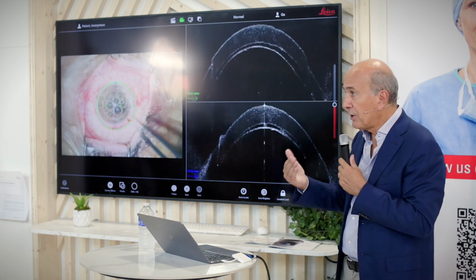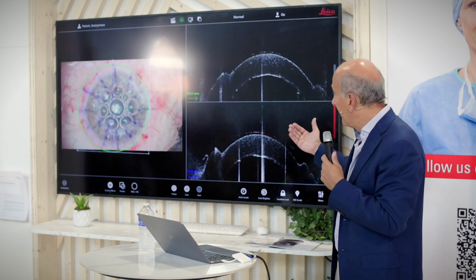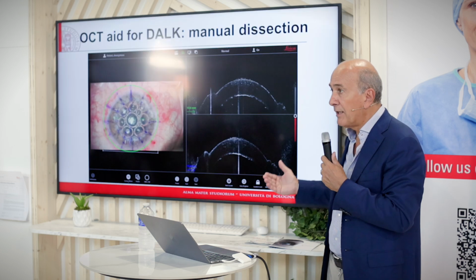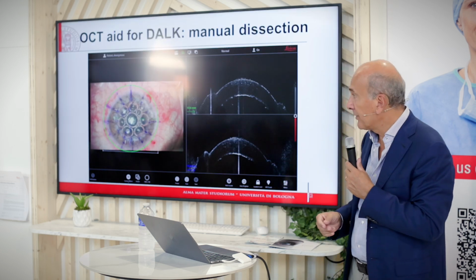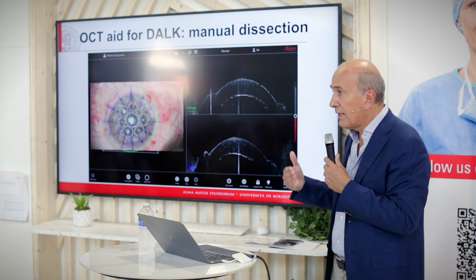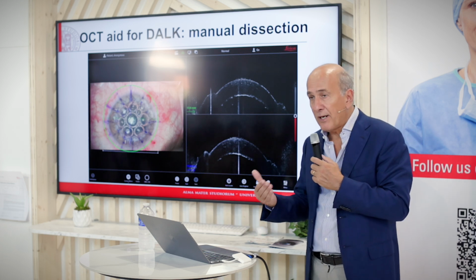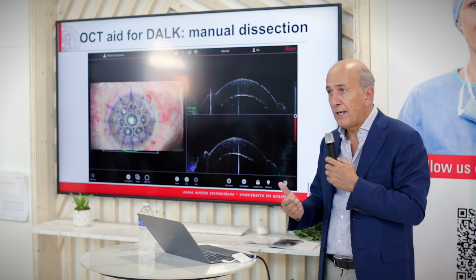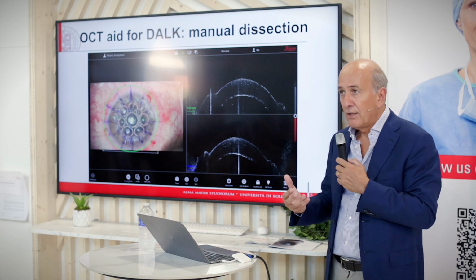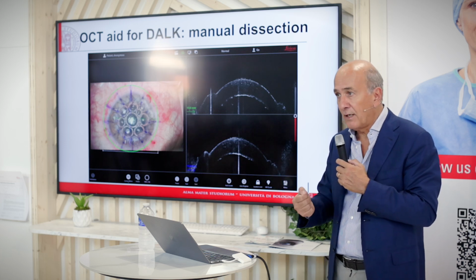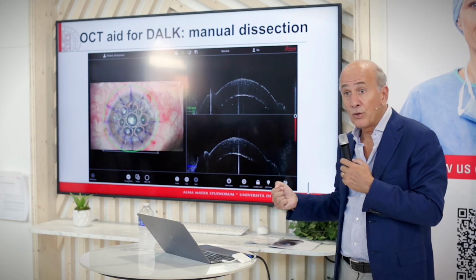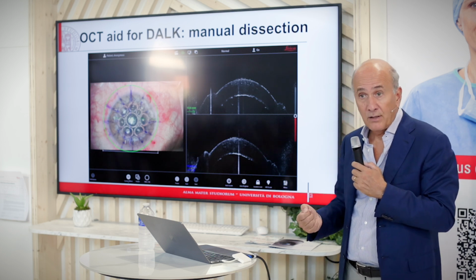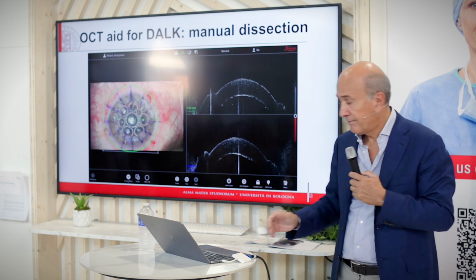So the optical quality of the bed that I left behind should be the same as a big bubble once it's achieved. So this is another application, probably very meaningful, showing you that by using an OCT, you know exactly the thickness of the layer that you left behind and you want to preserve, okay? Otherwise, it wouldn't be possible.